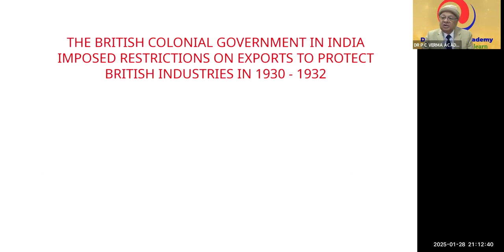During the period of 1930-32, for the first time, the British colonial government in India imposed restrictions on export to protect British industries and maintain their economic dominance. Some key restrictions include cotton, textile, jute, tea, iron and steel, and it has led to impact on Indian economy. That is called British India.